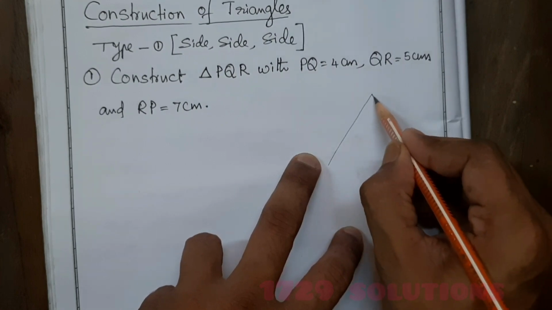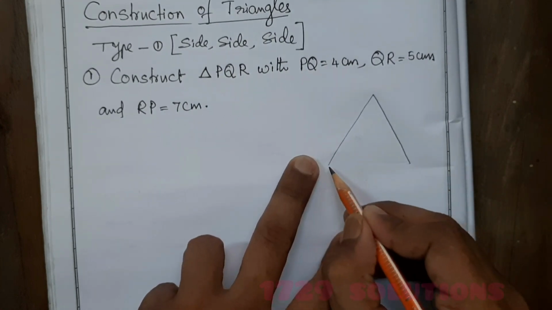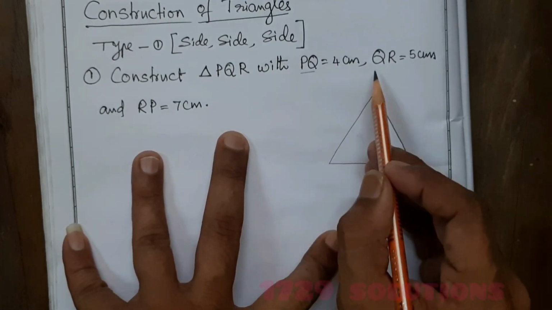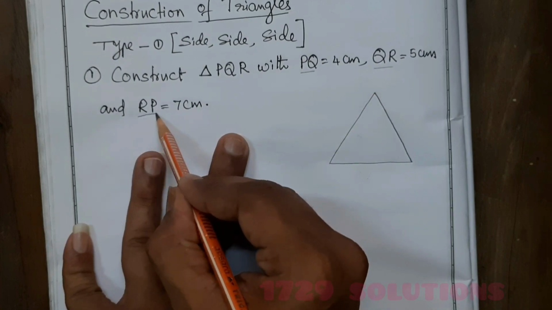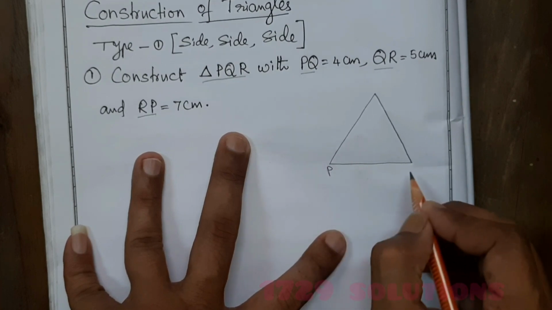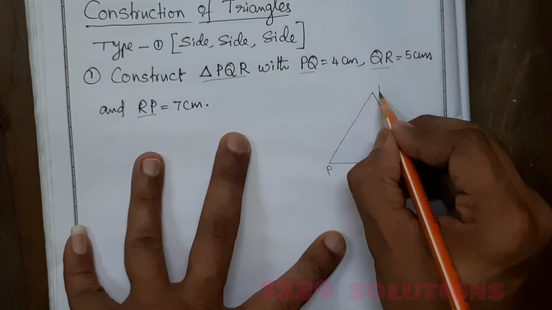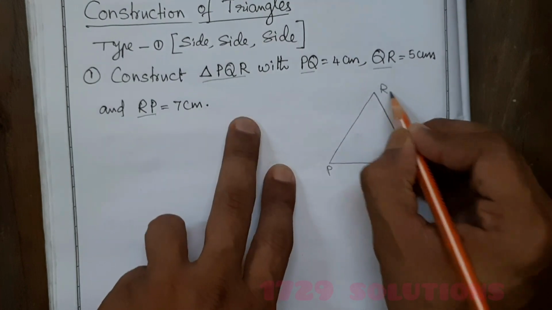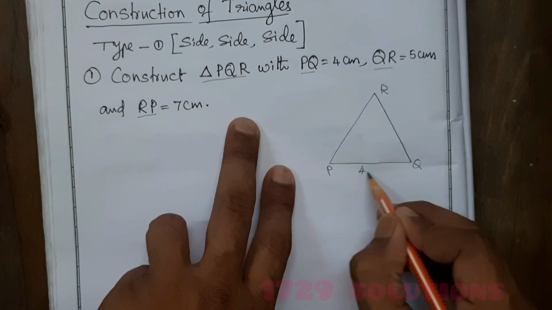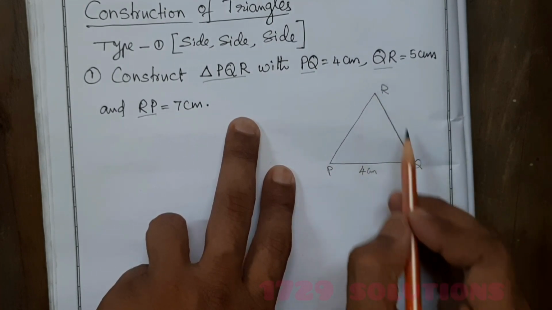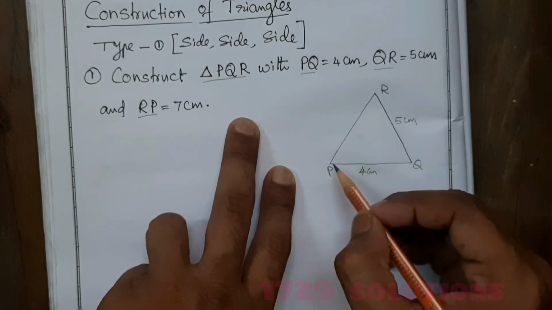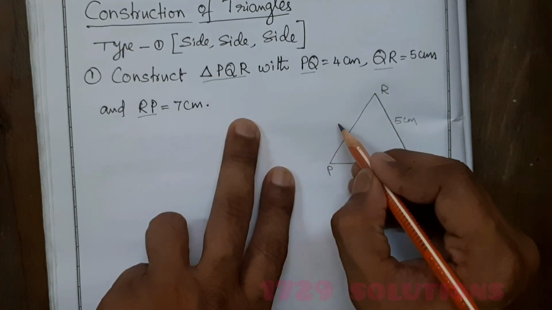First of all, we need to draw a rough diagram with our hand. Better to draw with hand. Now see the given information: PQ, QR and RP. So the name of the triangle is PQR. You can take any side as a base. PQ is the base having how many centimeters? 4 centimeters. And RQ is 5 centimeters and PR or RP is 7 centimeters.